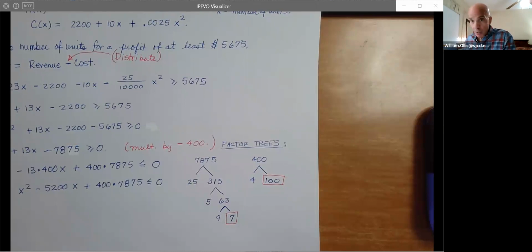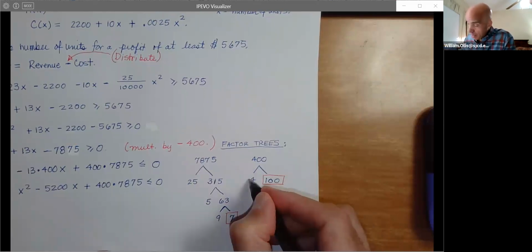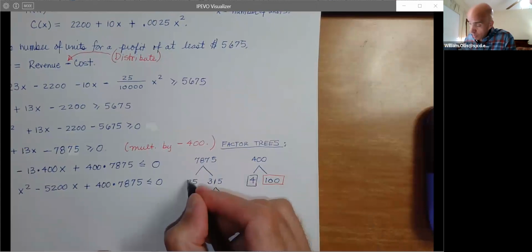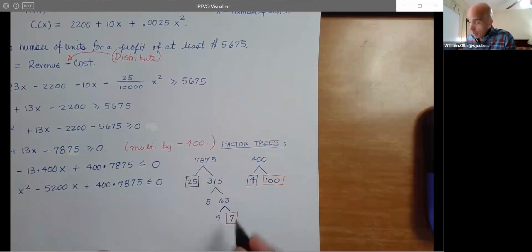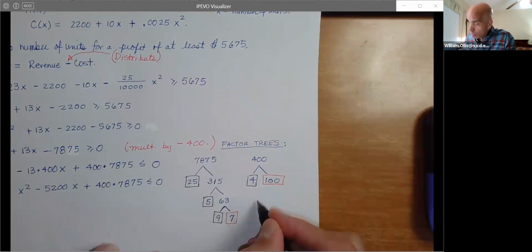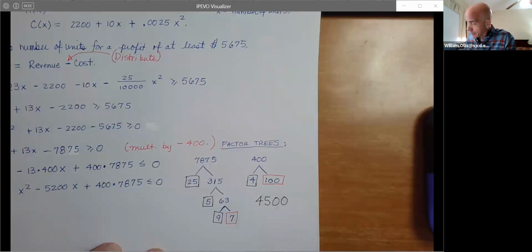Now, I'm going to use the other color here. This will give me a 100. And then the 5 times the 9 will give me the 45. So now what do I get? I get 4,500 and I get 700. And the sum is 5,200.